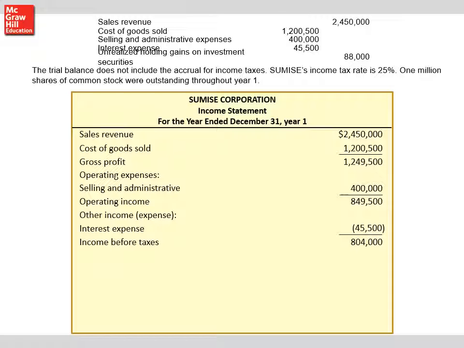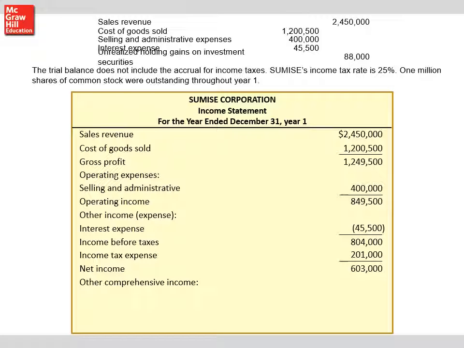So we'll subtract our interest expense to get income before taxes. Multiply that by 25%. Income tax expense is $201,000. Subtract that to get net income of $603,000.